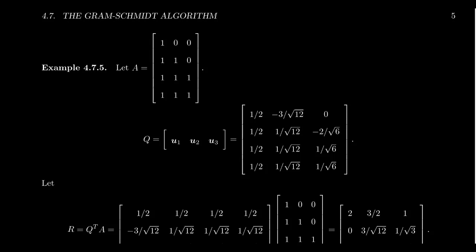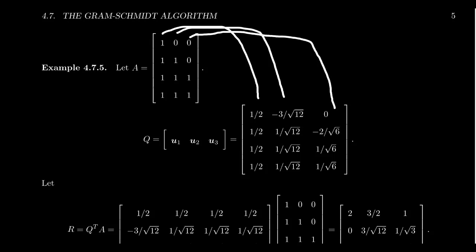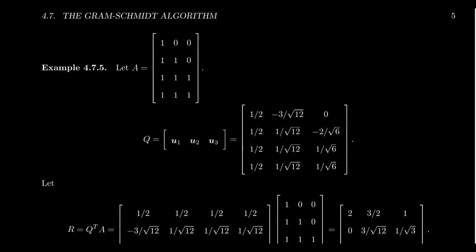If we apply the Gram-Schmidt process to this, you'll remember that column 1 became the all 1/2 vector. 0, 1, 1, 1 became negative 3 over root 12, 1 over root 12, 1 over root 12, 1 over root 12. And then 0, 0, 1, 1 became 0, negative 2 over root 6, 1 over root 6, 1 over root 6. So if you apply the Gram-Schmidt process to these three column vectors, you get these three columns right here. And as we saw before, this is an orthonormal set of vectors. So that's the hard part of the QR factorization.